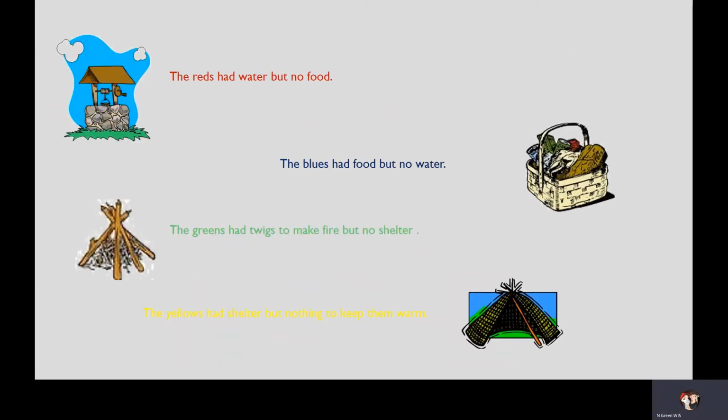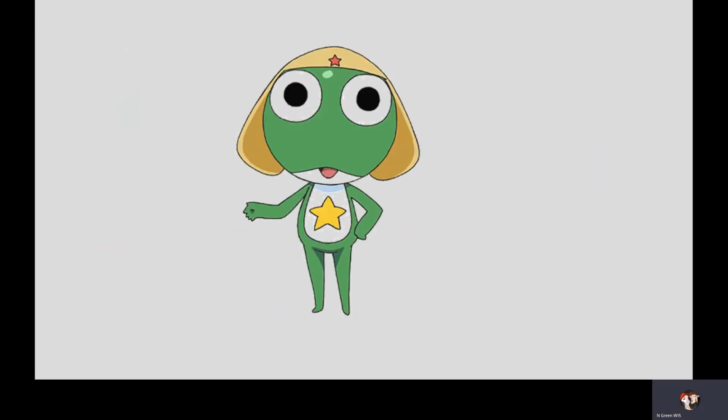But when they did this, the reds found that they had water but no food. They were hungry. The blues found that they had food but no water, so they felt thirsty. The greens had twigs to make fire, but they had no shelter. The yellows had shelter, but nothing to keep them warm. They were cold.